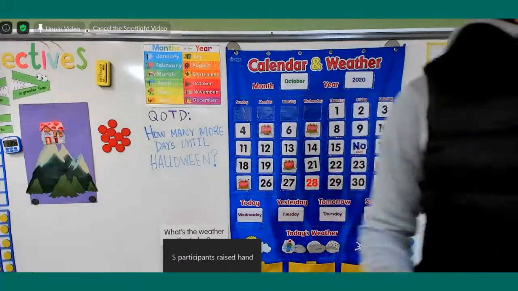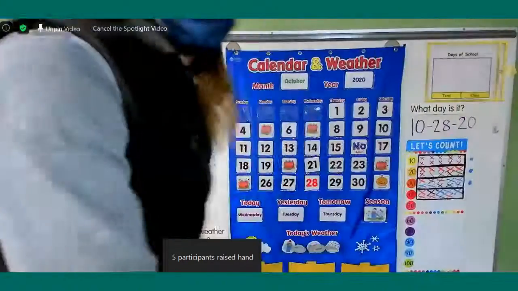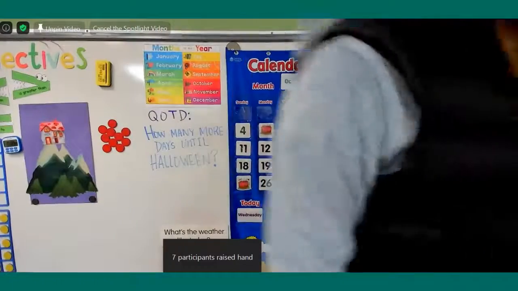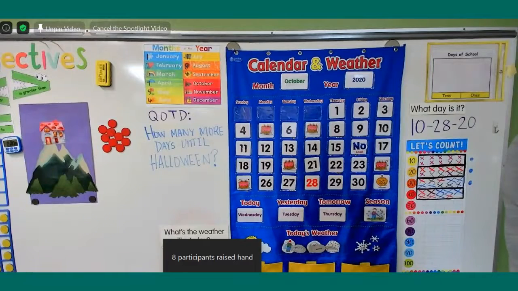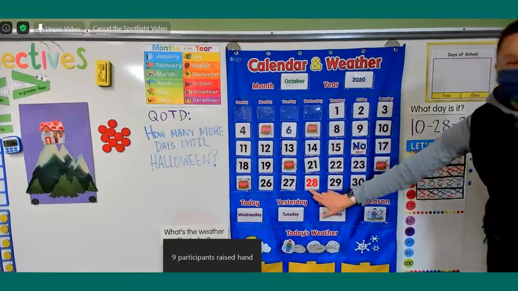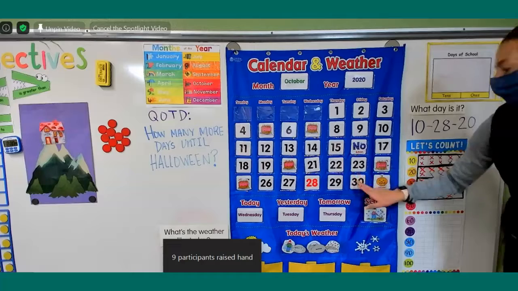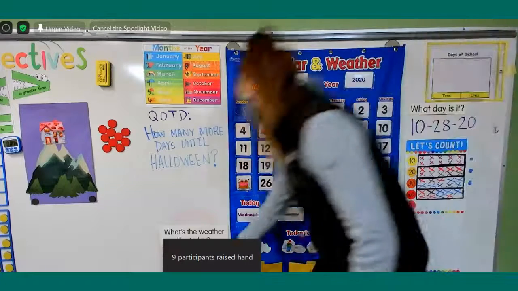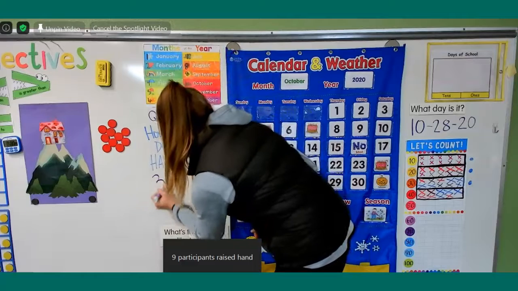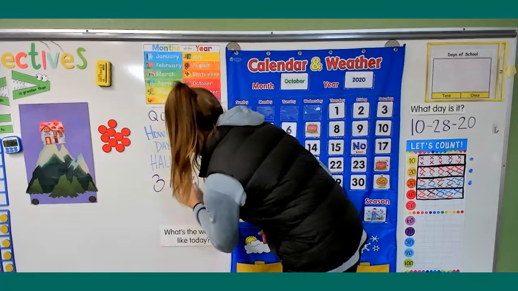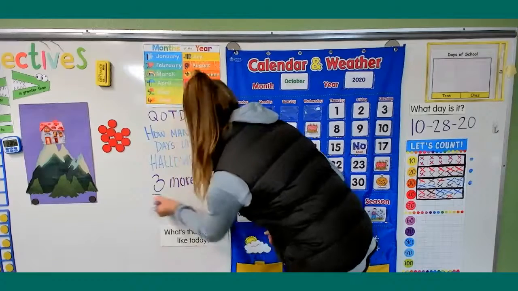So if you know how many more days until Halloween, use the raise your hand button. Raise your hand button, please. Look at all these hands. Nice job. Keela, how many more days? 2. So if we start on today and we go 1, 2, we would land right here. 3. 1, 2, 3. Nice job, Keela. 3 more days. So right here I'm going to put 3 more days.